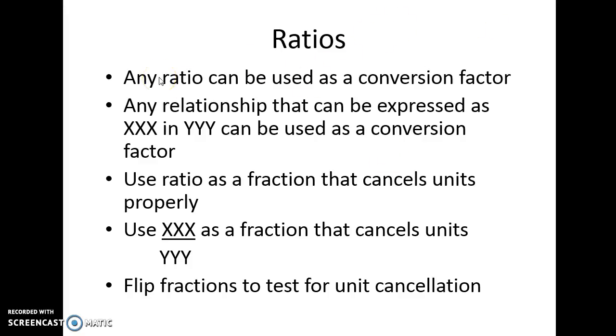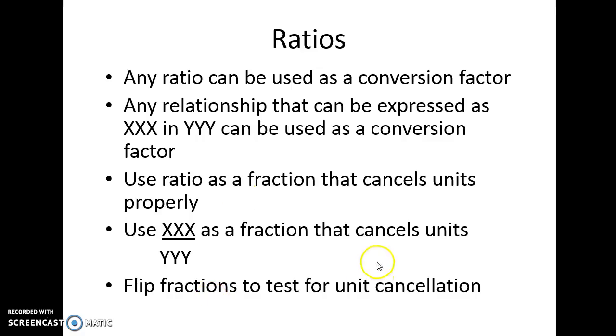Any ratio that is given to you can be used as a conversion factor. You will see sometimes it'll say this in that. For instance, it might say 250 milligrams in 125 milliliters. That can be used as a conversion factor. It's a ratio. Any ratio given to you can be put into a fraction, and as long as the units cancel properly, everything works out perfectly. So whatever ratio is given to you, use it as a fraction that cancels units.